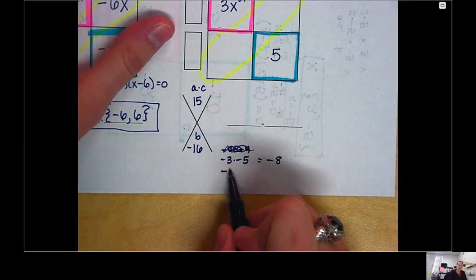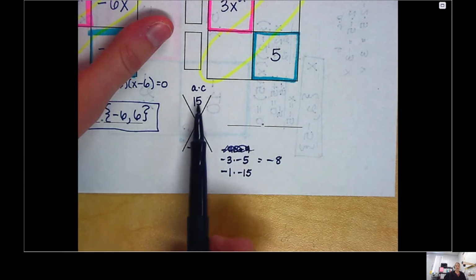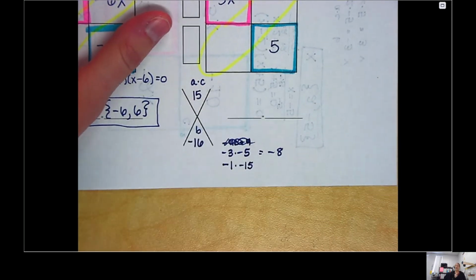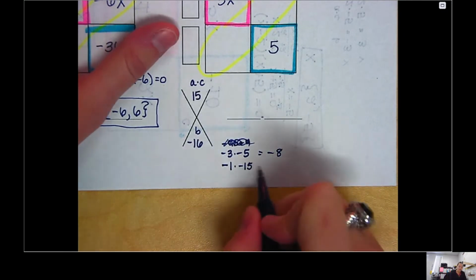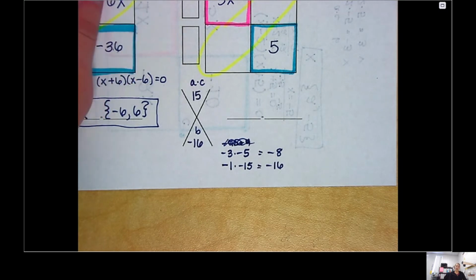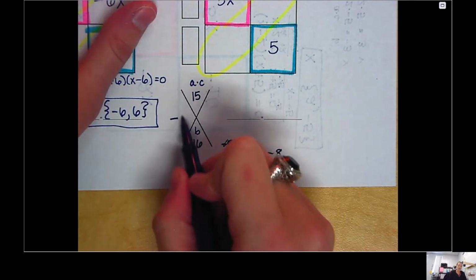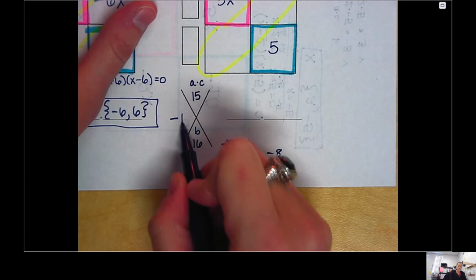So -1 times -15 is 15. And when you add together -1 plus -15, you get -16. Right, that's like saying I borrowed $1, then I borrowed another $15. I borrowed $16 in total. So your numbers are -1 and -15. Okay, I got the numbers right.